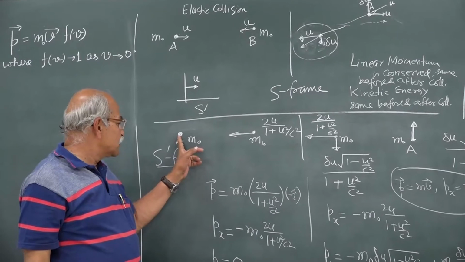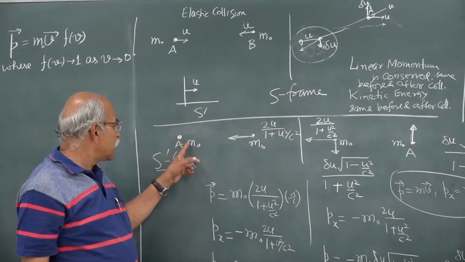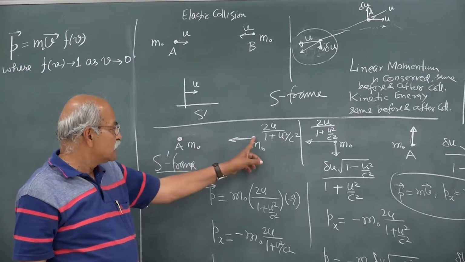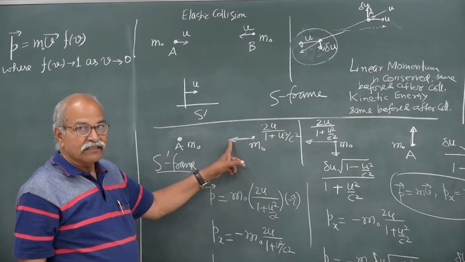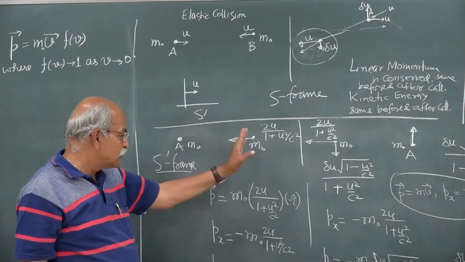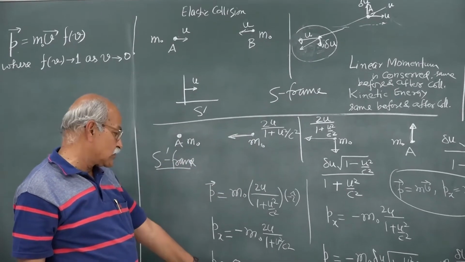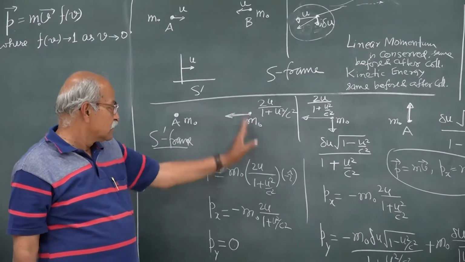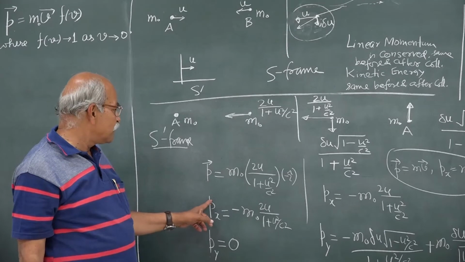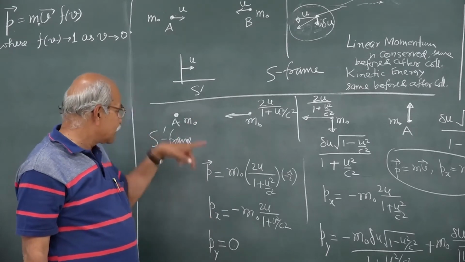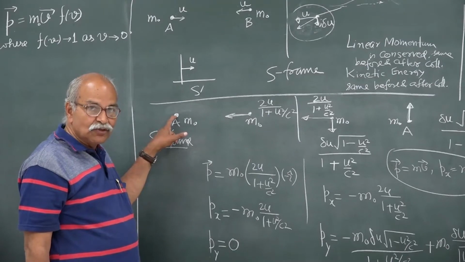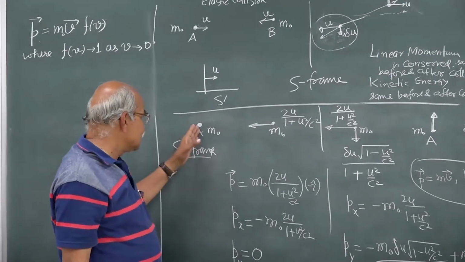Initially, before the collision, this particle was at rest in S prime frame, and this particle was going in this direction. So, what is the initial linear momentum? P y is still 0, because in y direction there is no motion. P x you have to multiply by the factor that we have taken. So, here it is 0 velocity, so the linear momentum is anyway 0.